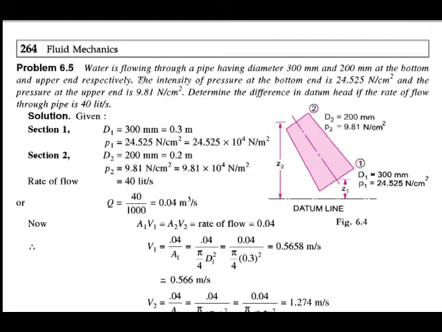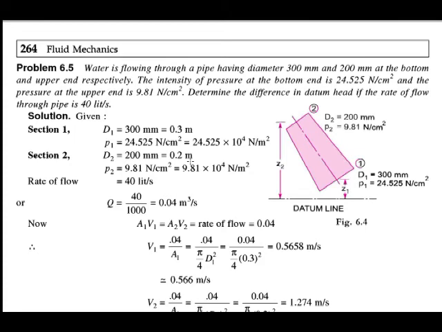So from the given values we can draw the diagram. Here is section 1 and here is section 2, and the datum. We don't know the values of Z1 and Z2. But they have given the values of diameter at section 1 as 300 mm and at section 2 as 200 mm. So now convert this into meter, which is equal to 0.3 meter, and at section 2 it is 0.2 meter.